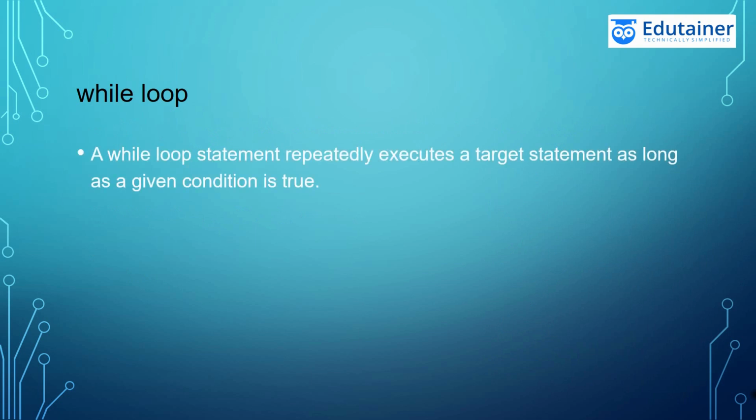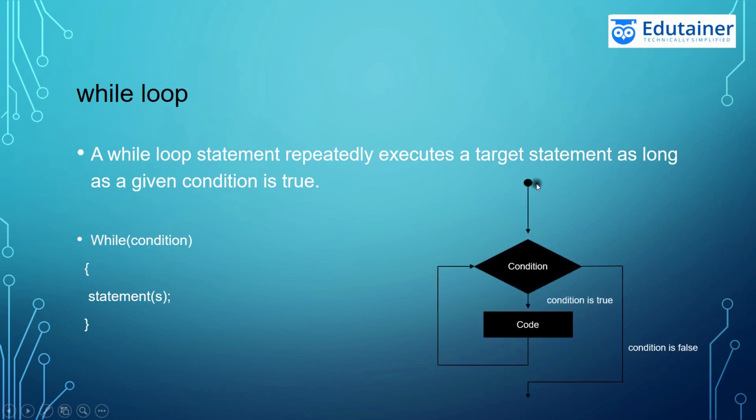A while loop statement repeatedly executes a target statement as long as a condition is true. So the while loop will be repeatedly executing a target until and unless the condition is true. Once the condition gets false, it will just jump out of that loop. So let's see the syntax. While, we will be writing our condition over here and then the statement.